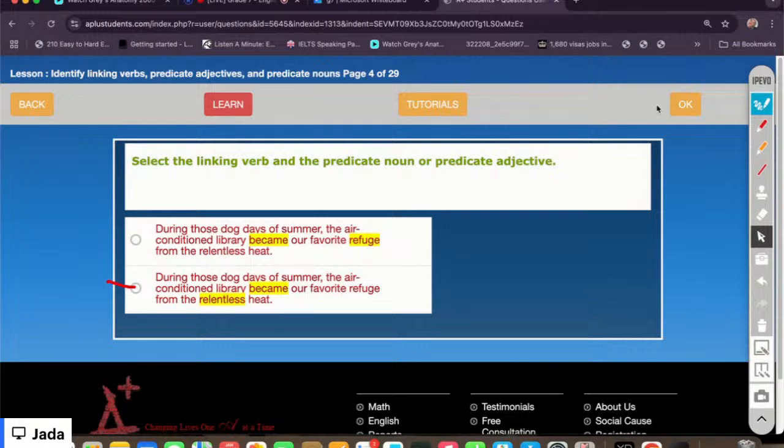During those dog days of summer, the air-conditioned library became our favorite refuge from the relentless heat. So, refuge.